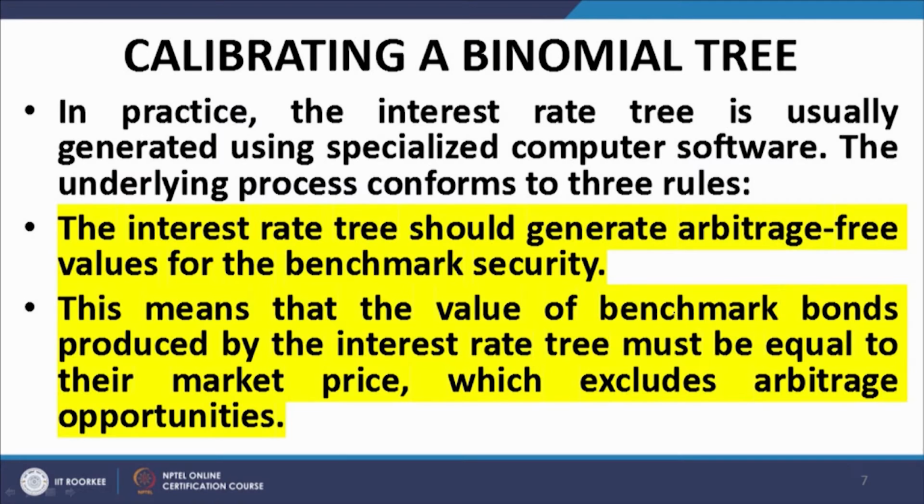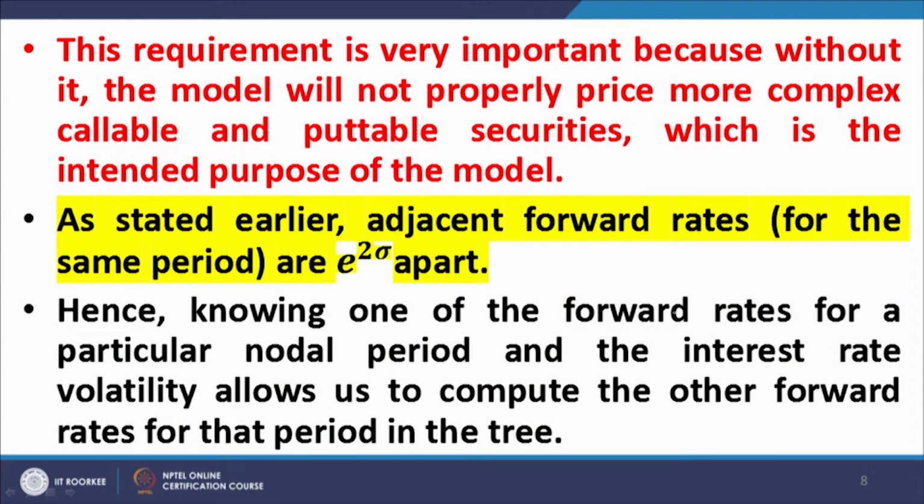This means that the value of benchmark bonds produced by the interest rate tree must be equal to their market price, which excludes arbitrage opportunities. So, that is what I explained just now. Let me repeat. This means that the value of the benchmark bonds produced by the interest rate tree must be equal to their market price, which excludes arbitrage opportunities. This requirement is very important because without it, the model will not properly price the more complex callable and putable securities, which is the intended purpose of this model.